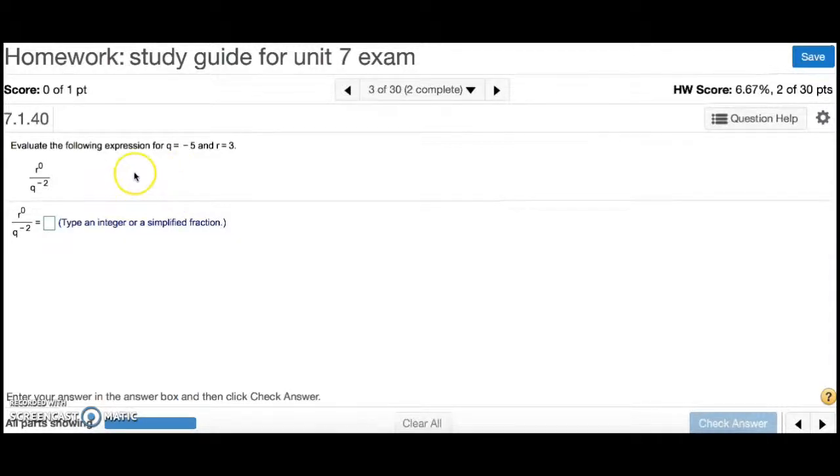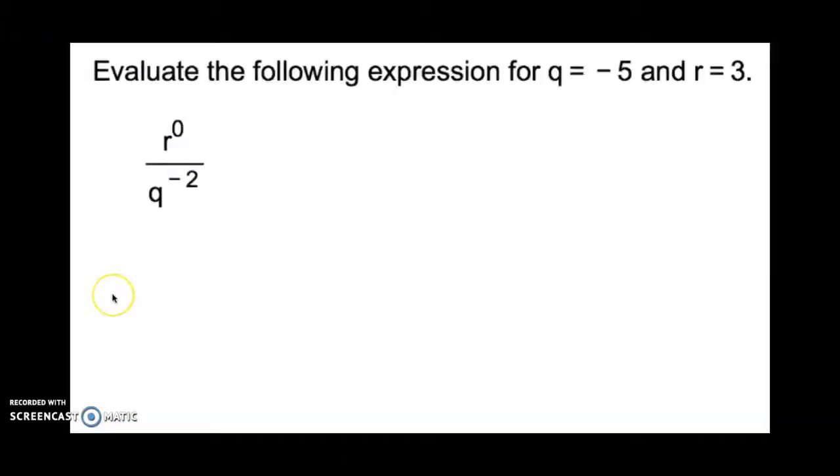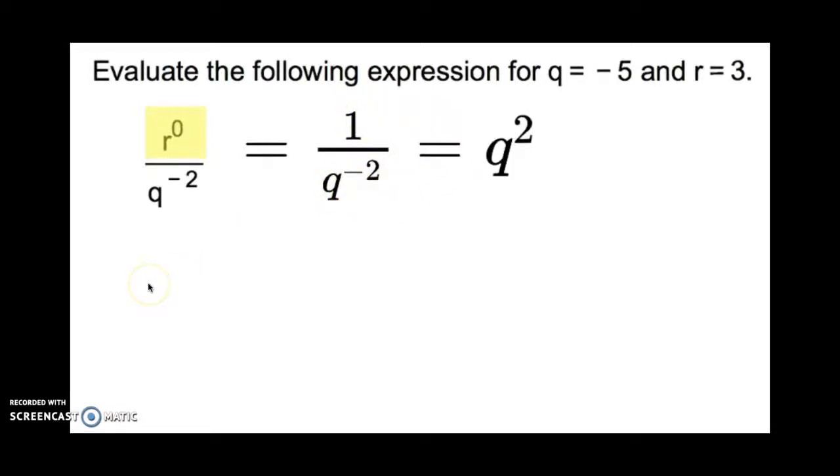Number 3, it is asking you to evaluate the following expression for q equals negative 5 and r equals 3. So let's take a closer look at it. So the first thing I notice is that r to the 0 power. We know that becomes 1. Okay, so I'll have 1 over q to the negative 2 power. Now, since I have a negative 2 exponent here at the bottom, to make this exponent positive, I have to move this up top. So I'll have q squared.